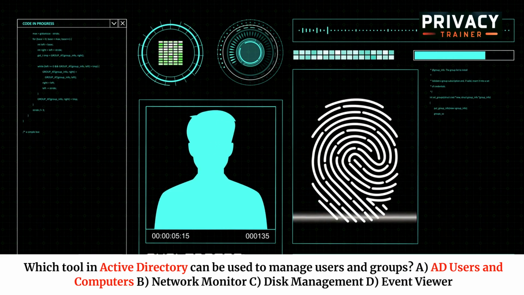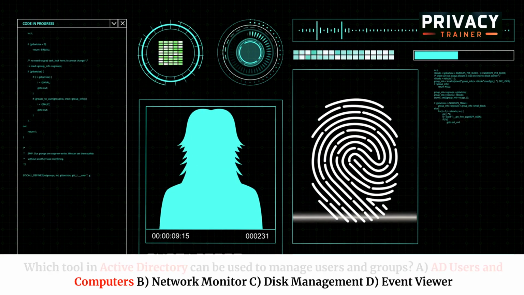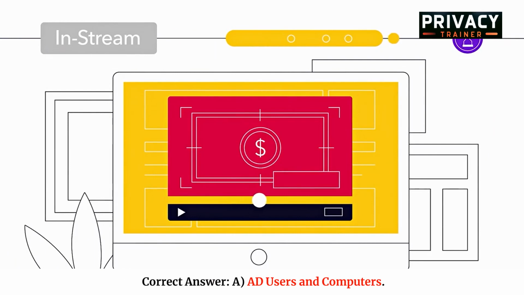Which tool in Active Directory can be used to manage users and groups? A. AD Users and Computers. B. Network Monitor. C. Disk Management. D. Event Viewer. Correct answer: A. AD Users and Computers.